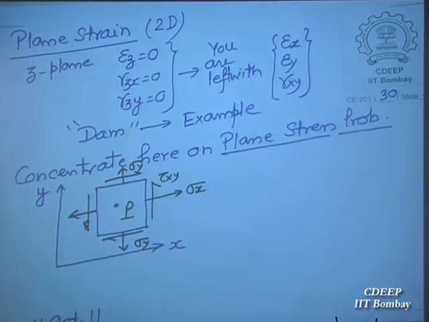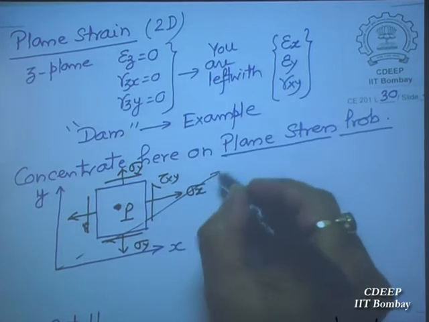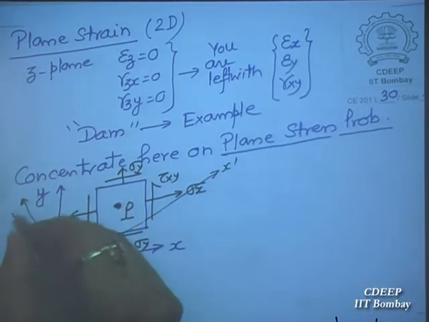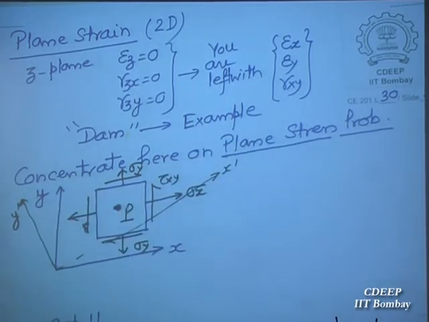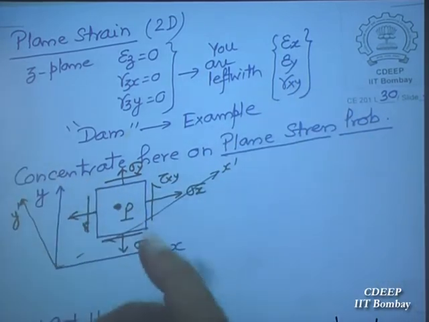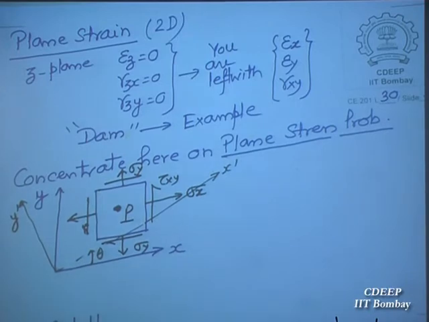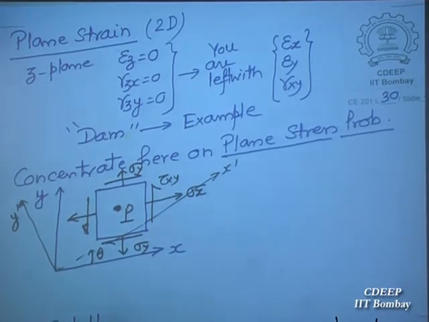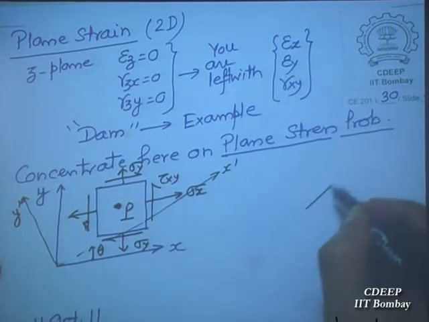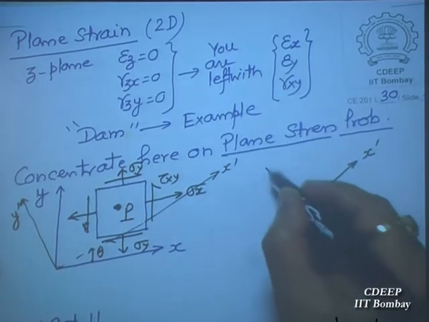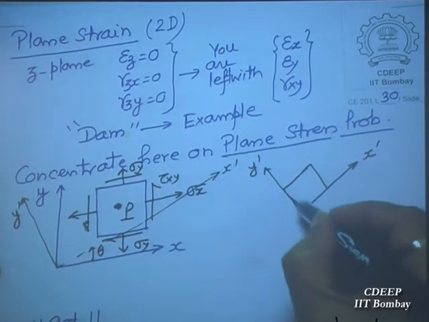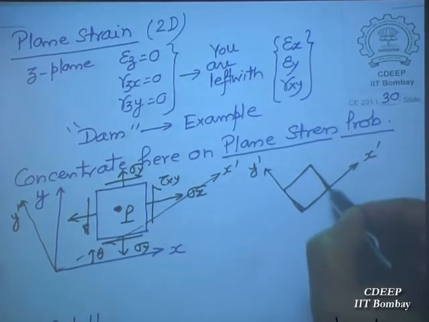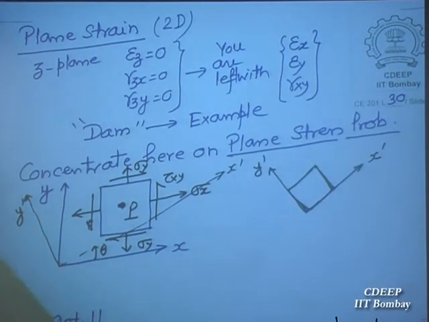Now, transformation. I have told you that it is only for convenience that we have taken x, y like this. Tomorrow I want to find out with reference to x dash, y dash. My orthogonal z remains the same. I am just rotating my coordinate system, x dash, y dash, rotated by angle theta. So at the same point, I would like to define my element in this way, parallel to the x dash axis and parallel to the y dash axis, and then my stresses will be here.